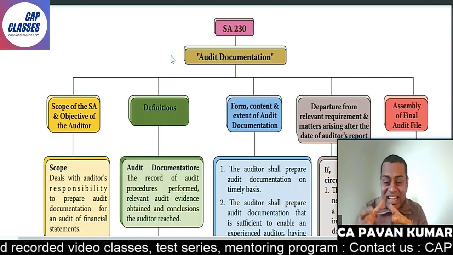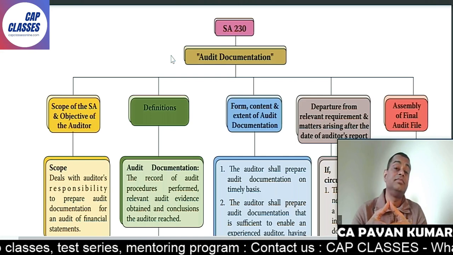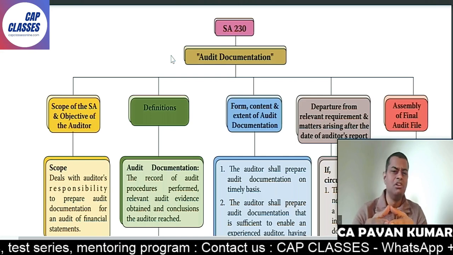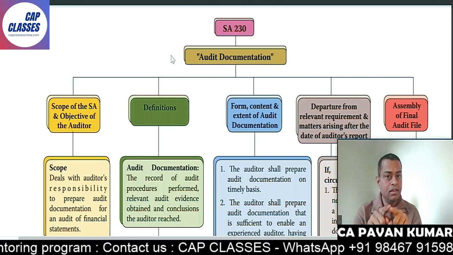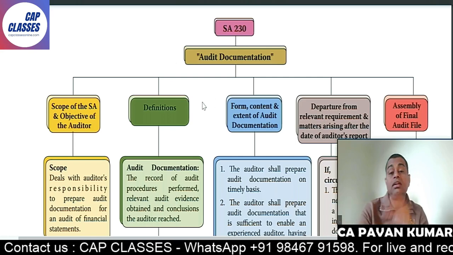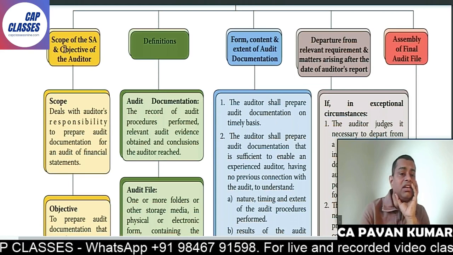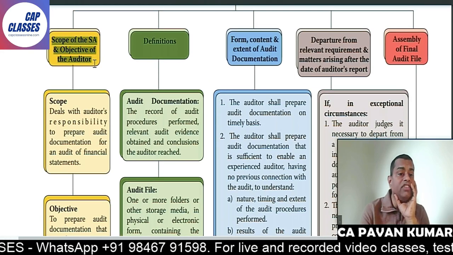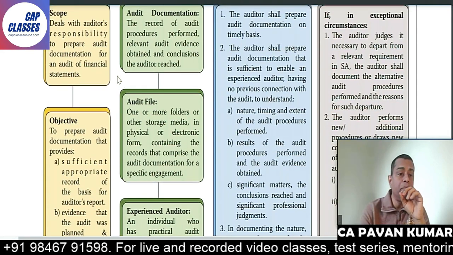So this is what actually the purpose of audit documentation is. Okay, now, quickly, within 5 minutes, shall we see what are the requirements, what ICAI wants from this audit documentation? So look here, on the extreme left-hand side, scope of the standard. So every standard will have a scope and objective. So what is the scope here?